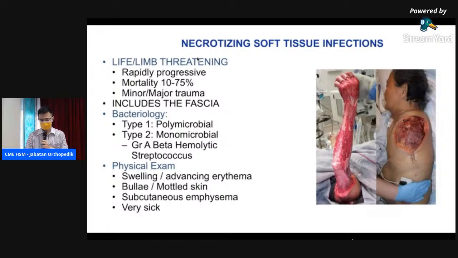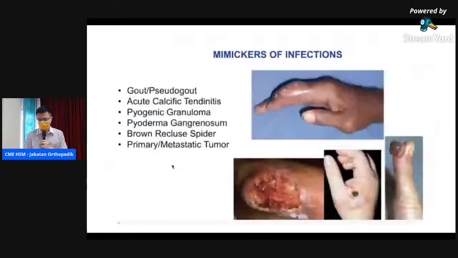Physical examination is always unremarkable? Not always, but in a very early stage, it could be unremarkable. And we must become a very astute observer to look for this bullae, mottled skin. The skin is whitish, mottled compared to the other side. So a high index of suspicion is important.